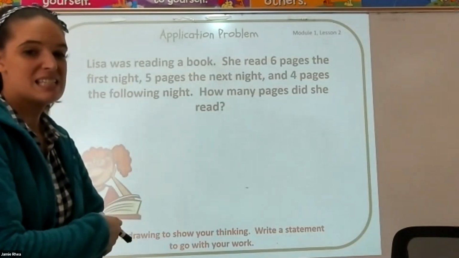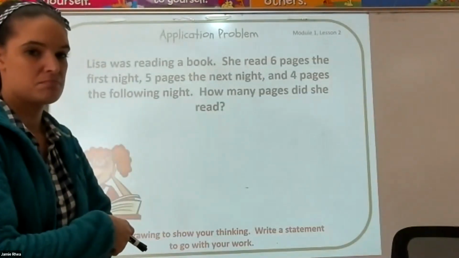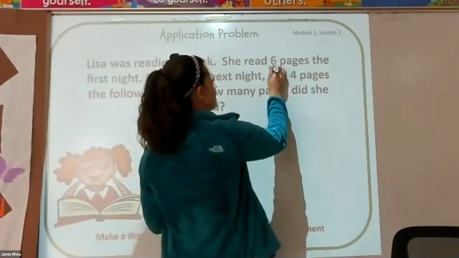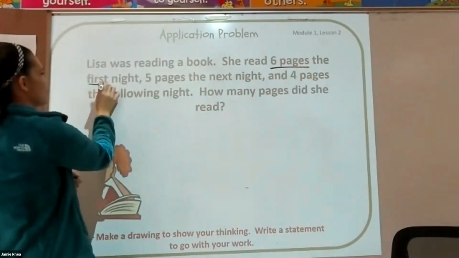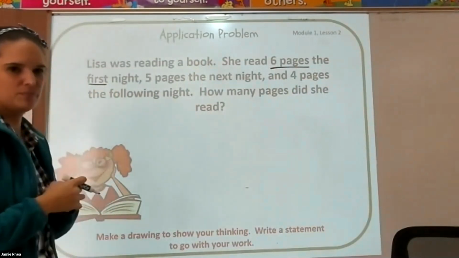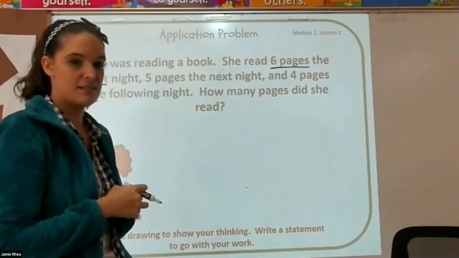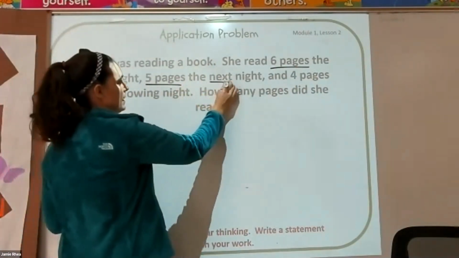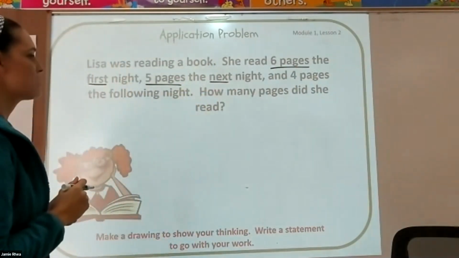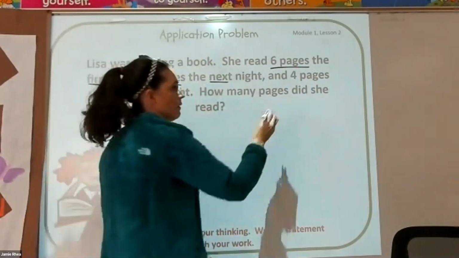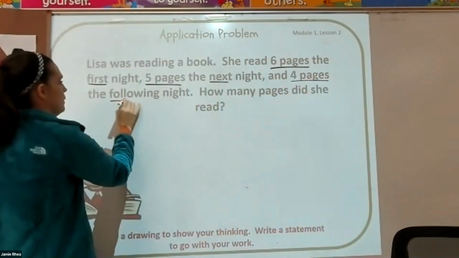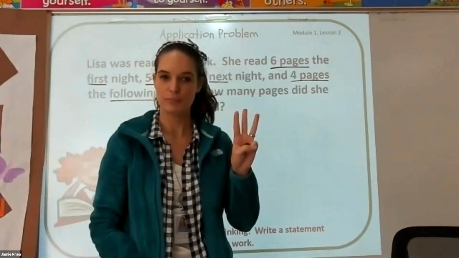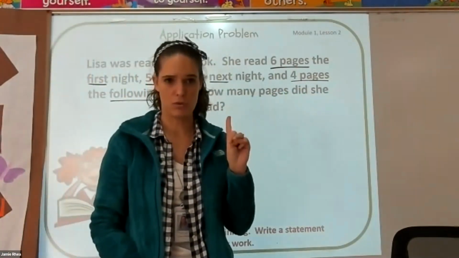She reads 6 pages the first night. That's a clue. She read 6 pages the first night. Okay. 5 pages the next night. Another clue. 5 pages next night, and 4 pages the following night. 4 pages the following night. Okay, so that's 3 different nights. So let's draw out those 3 different numbers.